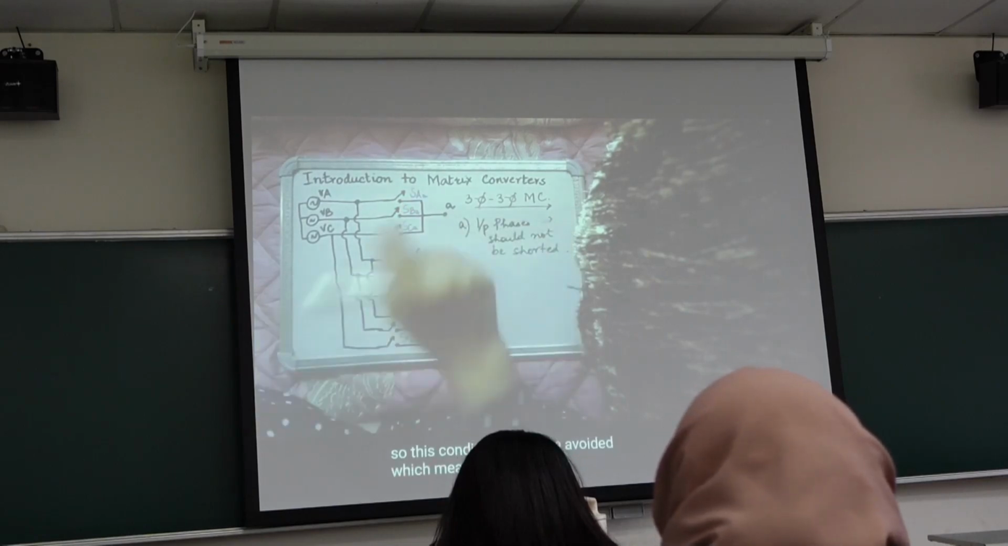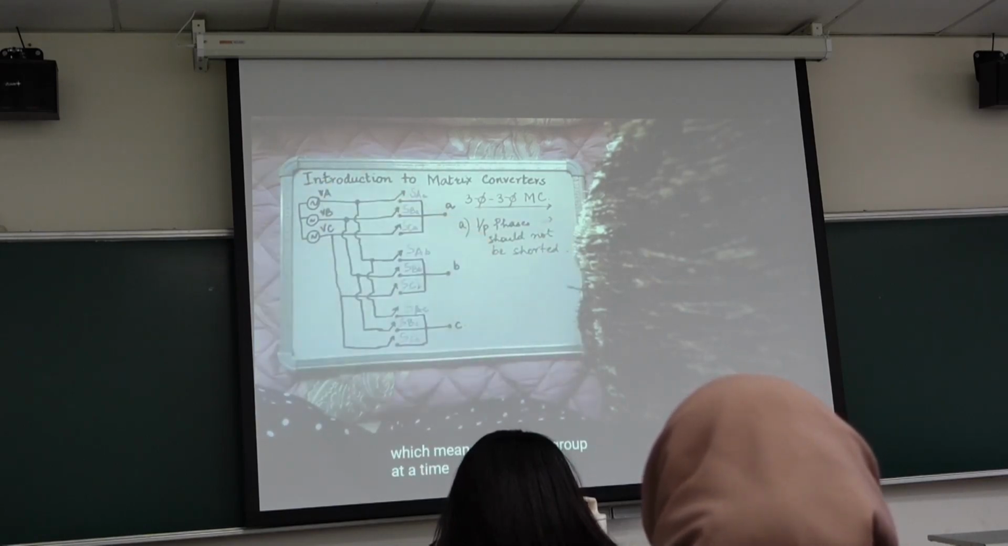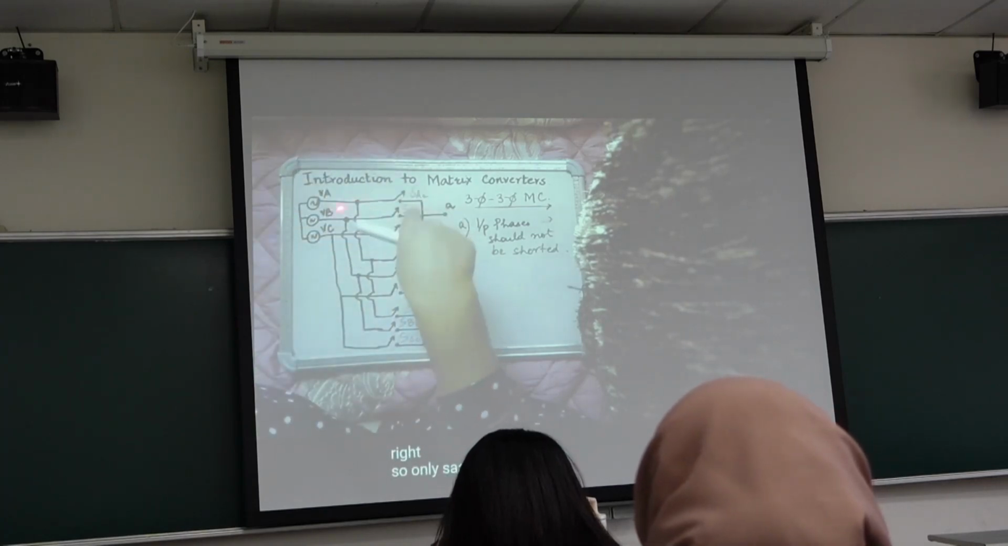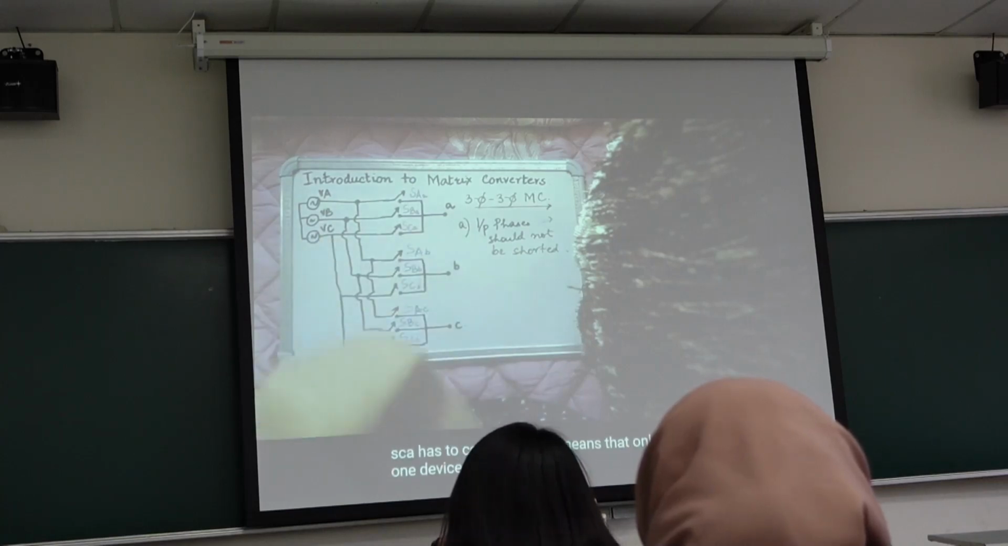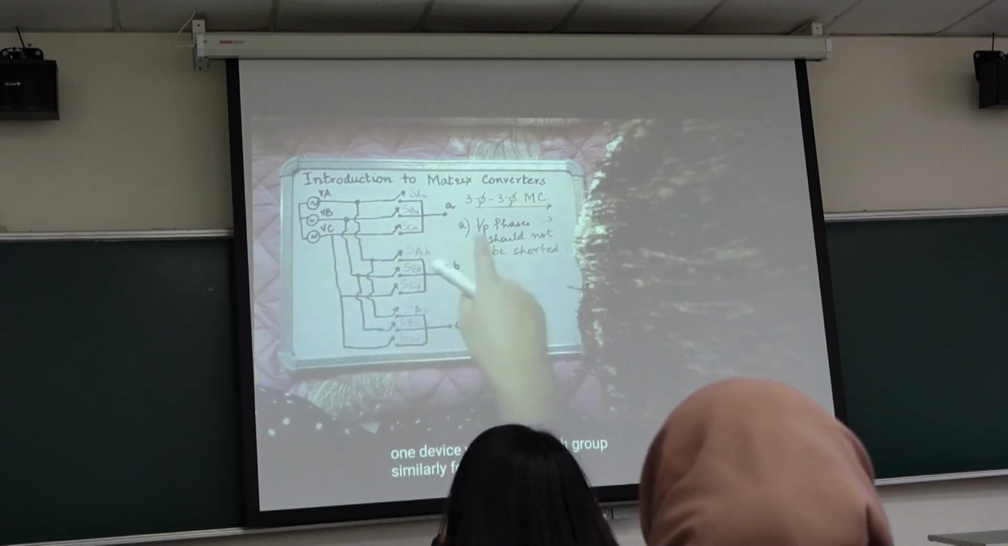So this condition has to be avoided, which means that in any group at a time only one device has to conduct. Only one switch can turn on, either SAA or SBA, or SCA. If more than one conducts, then short circuit. So only one device will conduct in each group. Similarly for the other groups: only one here, only one here, only one here.